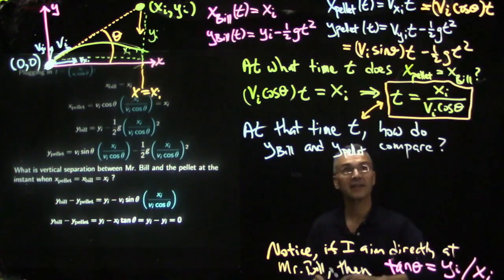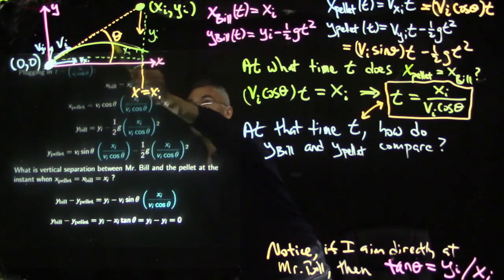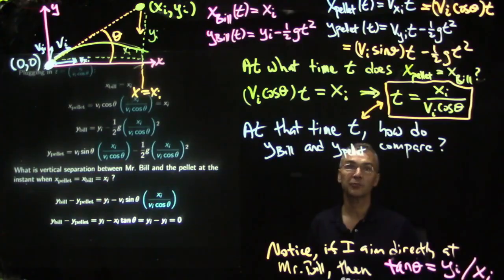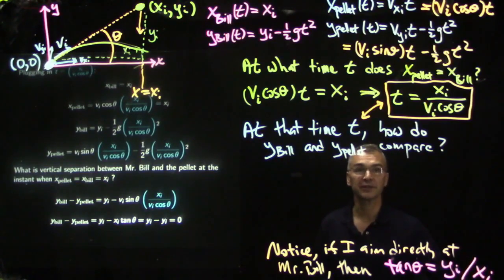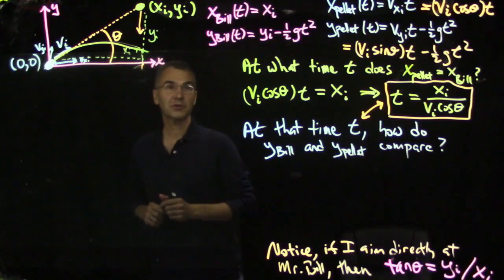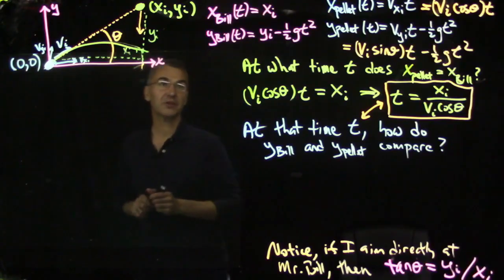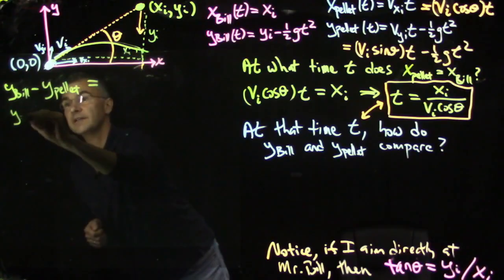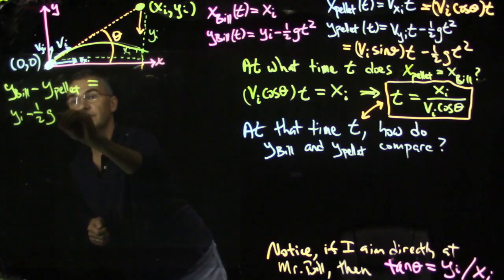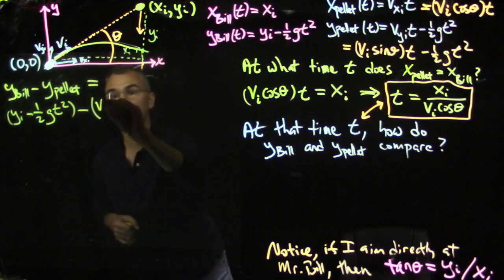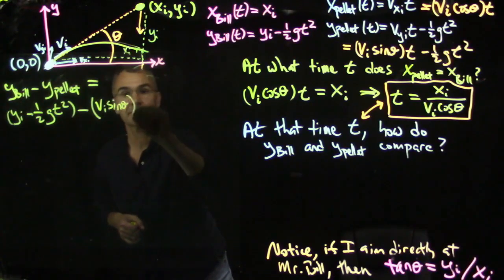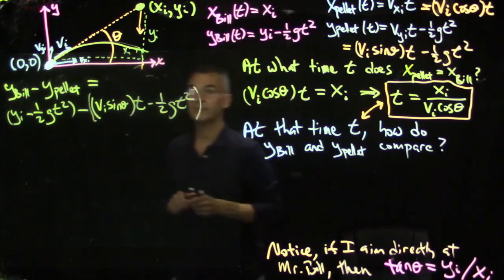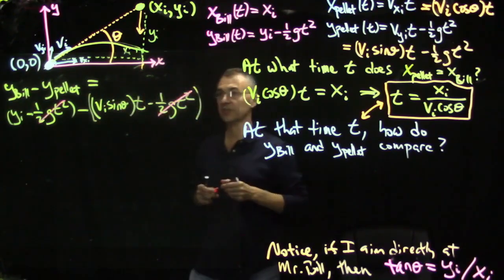Then let's ask, at that time t where the pellet's path crosses Mr. Bill's path, how do the vertical coordinate of Mr. Bill and the vertical coordinate of the pellet compare with one another? So let's try subtracting y bill and y pellet, and if the difference is 0, then we'll say they're at the same place. So y bill minus y pellet equals y initial minus 1/2 gt squared minus v initial sine theta t minus 1/2 gt squared. And the minus 1/2 gt squared is the same in the two terms, so it just cancels out.